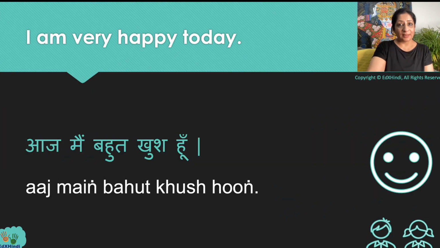I am very happy today. If a male speaker says that, he will say, आज मैं बहुत खुश हूँ. And if a female speaker says the same thing, no change in the sentence structure, she will also say, आज मैं बहुत खुश हूँ. आज means today, मैं means I, बहुत means very, खुश means happy, and हूँ means am. And remember, sentences starting with मैं, they will end with हूँ. आज मैं बहुत खुश हूँ. And this is a very useful sentence in the conversations.